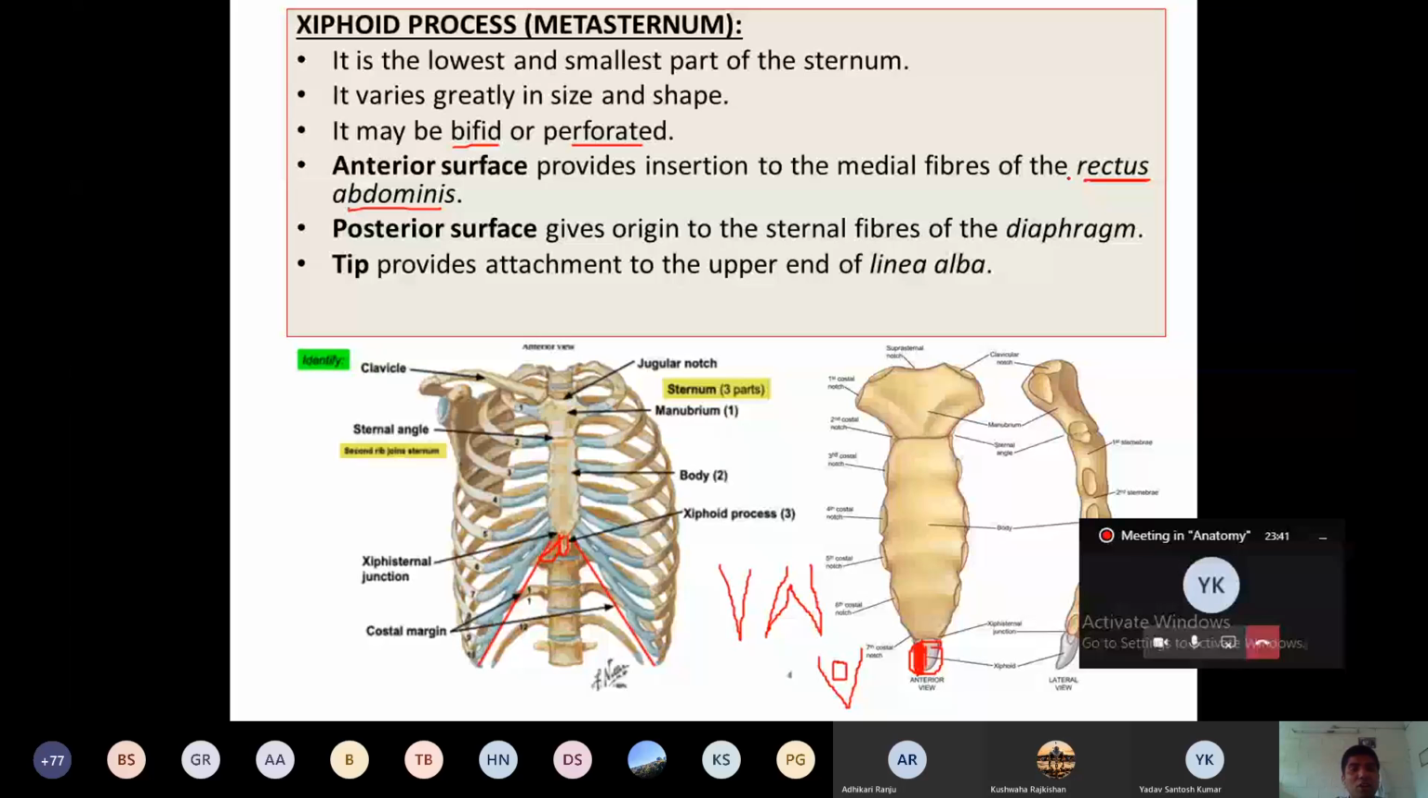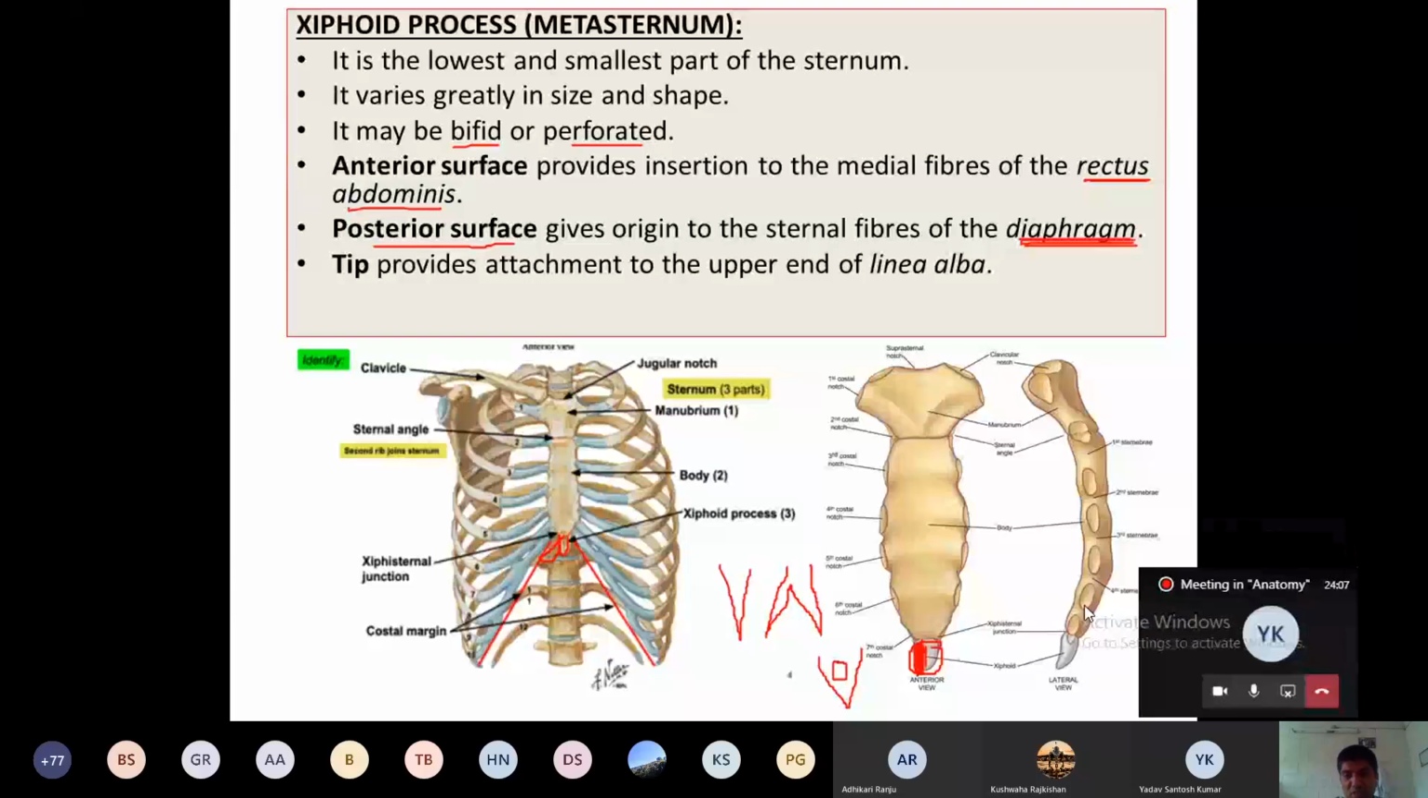And if you look at the posterior surface of the xiphoid process, there you can find the attachment of the external fibers of the diaphragm. So here you also have to remember the diaphragm. Few fibers of the diaphragm originate from the posterior surface of the xiphoid process. This is the posterior part of the xiphoid process in this diagram, and this one is the anterior part.